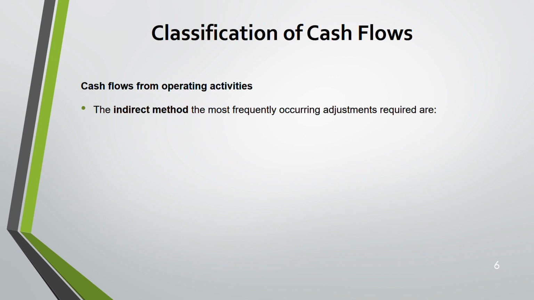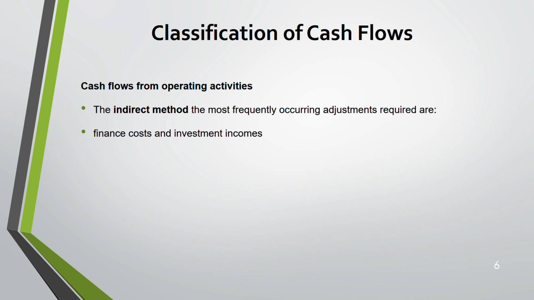Then we are moving on to indirect activity. Indirect activity is usually done by making adjustments. What are those adjustments? Let's see. Finance cost and investment incomes. You'll be given some costs and some incomes, and you have to do adjustments accordingly.